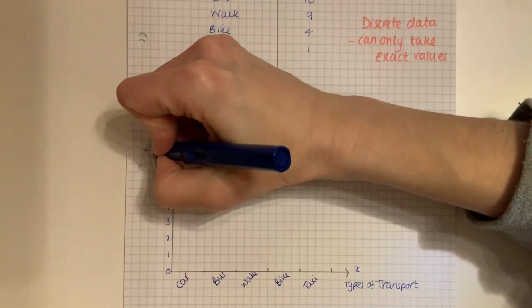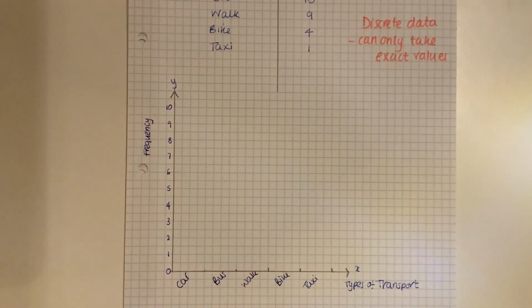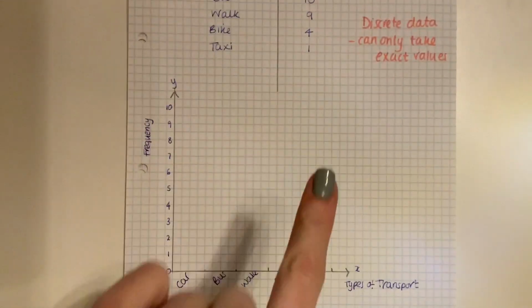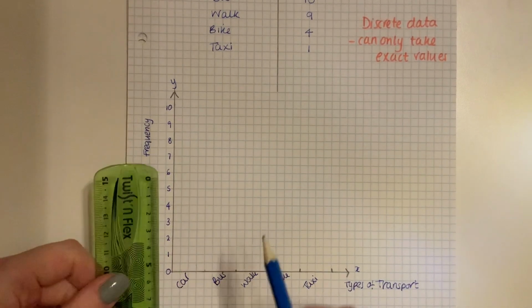Let's label this part first, frequency. Okay, so let's draw the graph. So we're going to do car first, and it's 7 for the frequency. So I'm going to use pencil and ruler. You need to remember obviously that the bars aren't touching, and I said I'm going to use 2 in the middle, so I've got a gap either side of it.